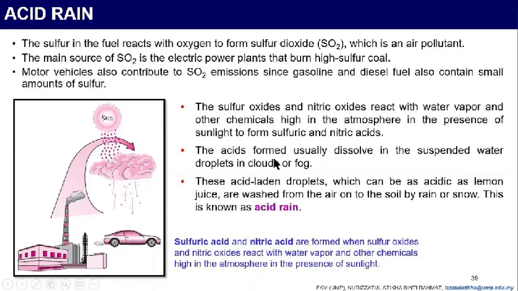The acids formed usually dissolve in the suspended water droplets in clouds or fog. These acid-laden droplets, which can be as acidic as lemon juice, are washed from the air onto the soil by rain or snow. This is known as acid rain.